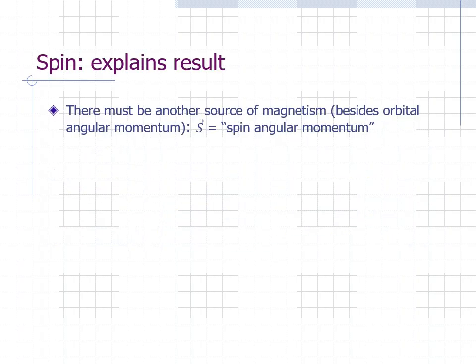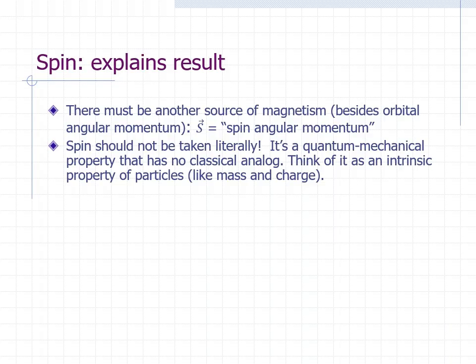To resolve this discrepancy, physicists proposed a new intrinsic property of particles known as spin angular momentum, usually denoted by uppercase S. It is important to emphasize that spin should not be interpreted literally as a particle spinning like a classical object. Rather, it is a purely quantum mechanical property with no classical analog. You can think of spin as an intrinsic characteristic of particles, much like mass or charge.